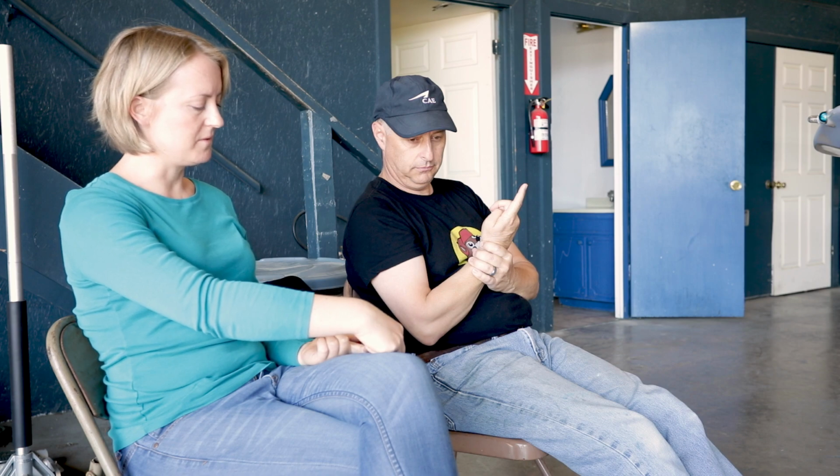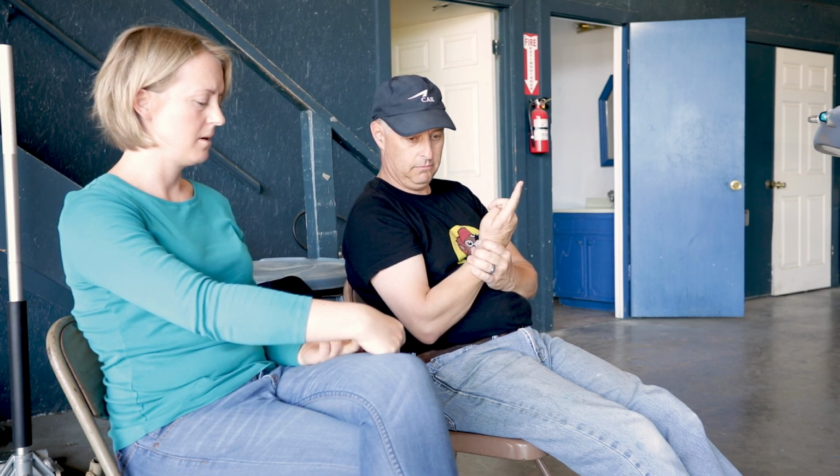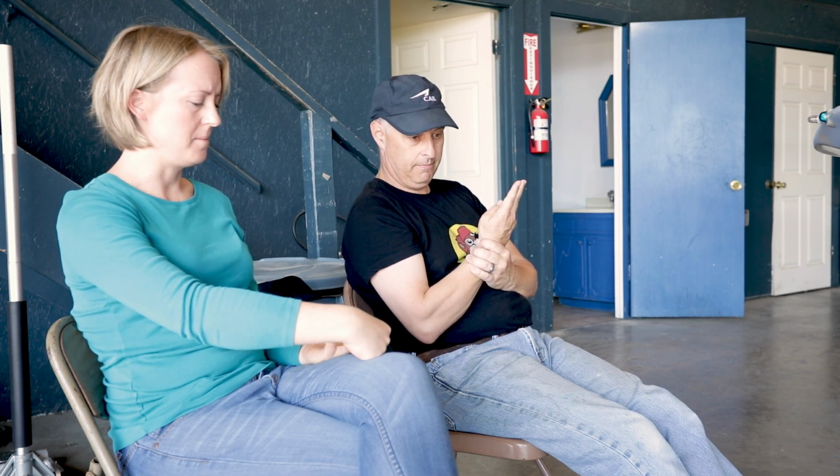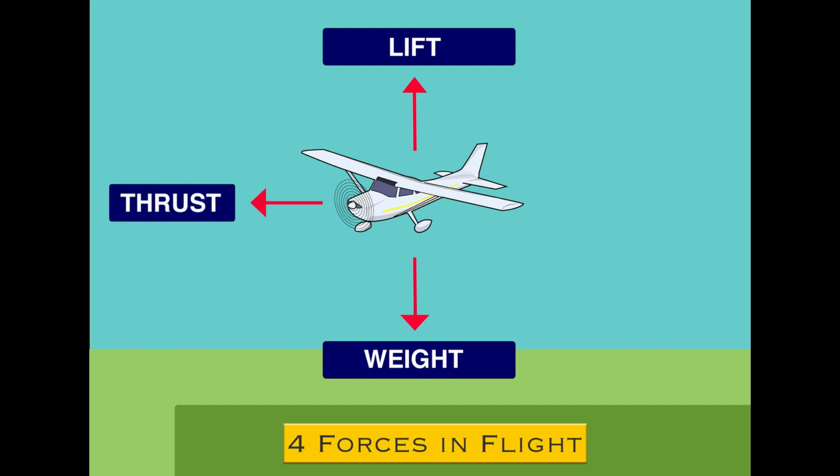There's four forces in flight. Do you remember what those are? We've just talked about drag. Okay, that's one of them. So you've got the opposing thrust. Thrust, yes ma'am. Lift. And gravity. Gravity, that's right. I mean weight. Lift from the wings, thrust from the engine-powered propeller, and drag, slowing the airplane down.